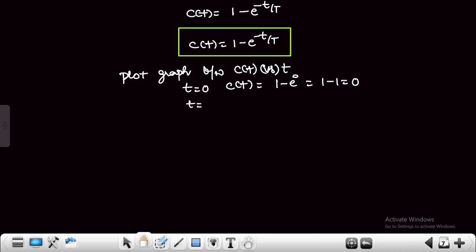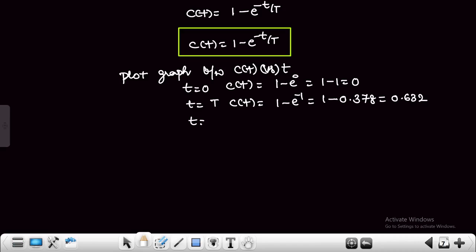Next, when t is equal to, let us consider capital T, c of t will become 1 minus e to the power of minus 1. That will be 1 minus something, you are going to get 0.3678. So what is the answer? 0.632 you are going to get.